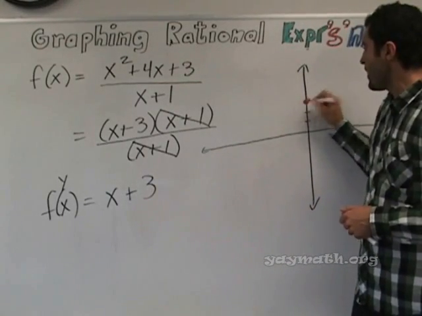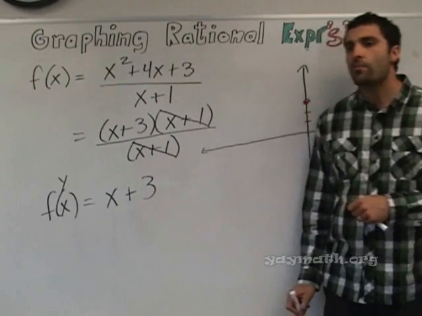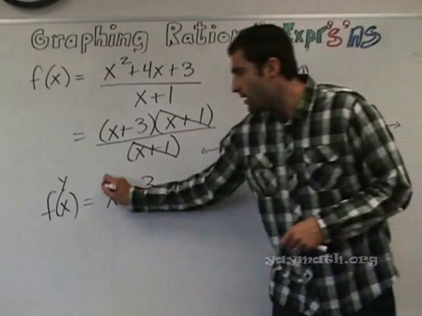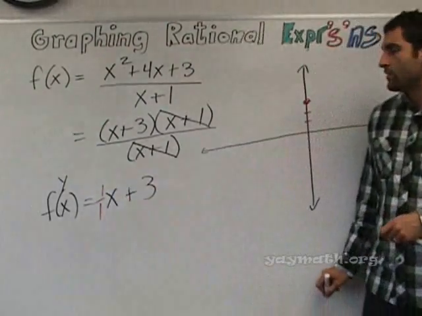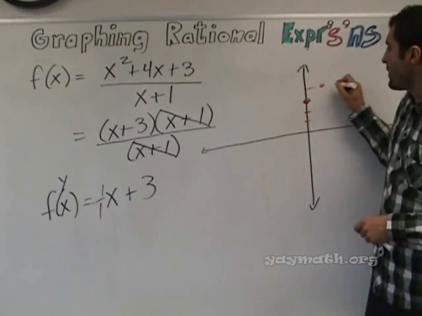There it is. And then we apply the slope from here? Up 1 to the right 1. Up 1, and down 1 to the left 1. So we're going to do that.